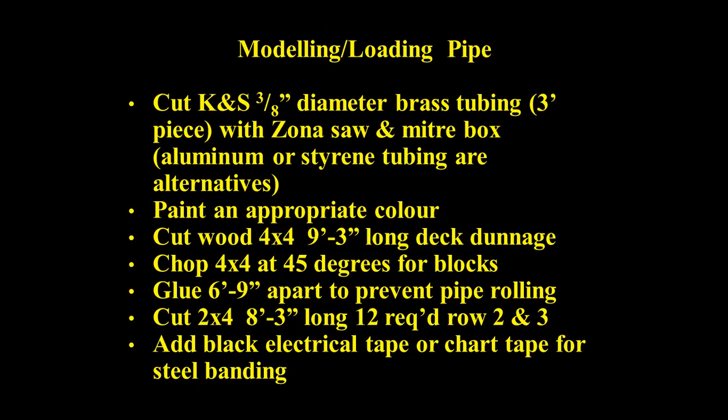Then you need some 4x4 for the wood along the deck, the dunnage. And then some more 4x4 cut on 45-degree angles for blocks that prevent the pipe from rolling off the car. So you'll need some material to go between the layers as well. And then lots of black electrical tape or chart tape for the steel banding.